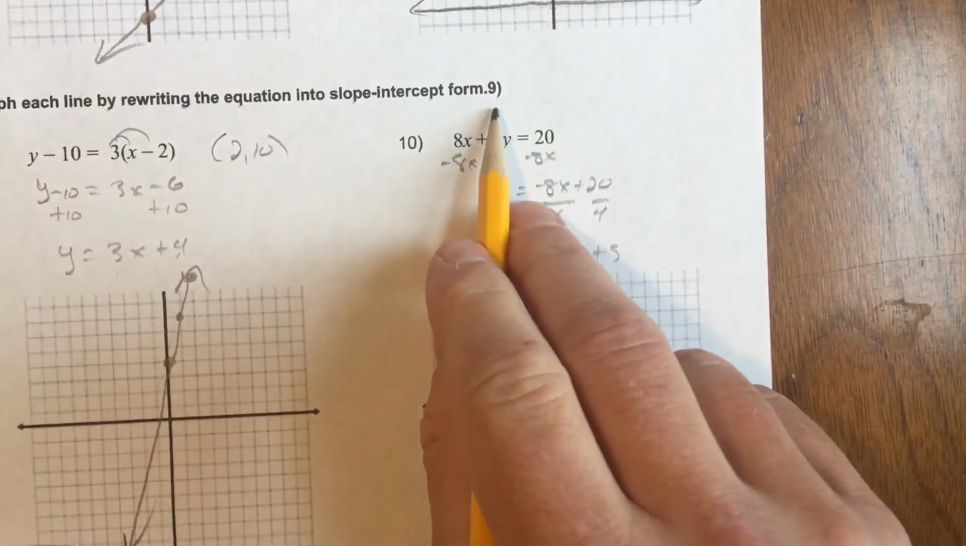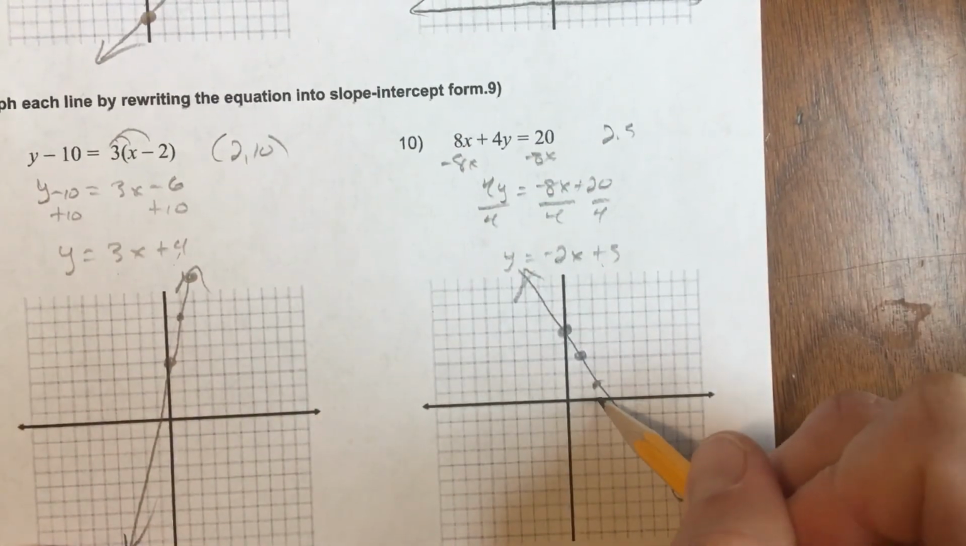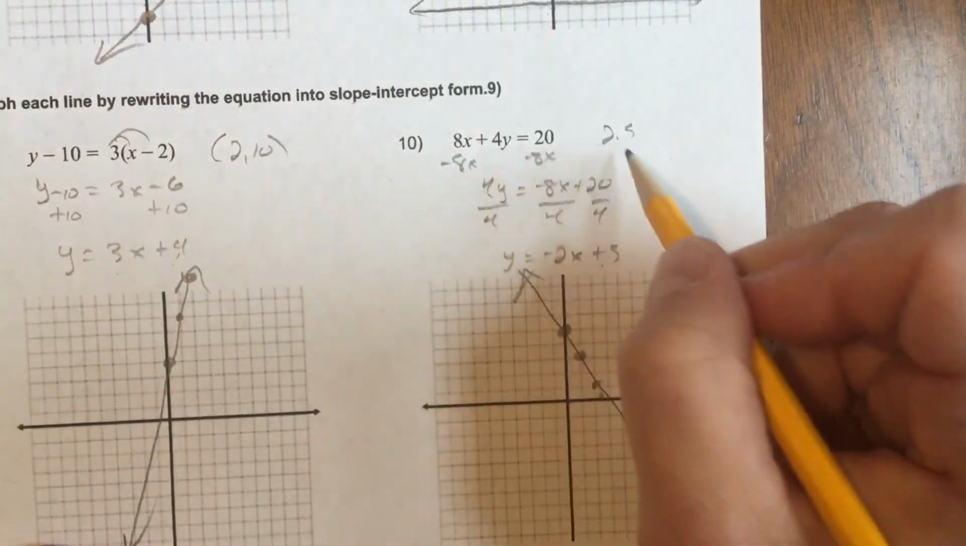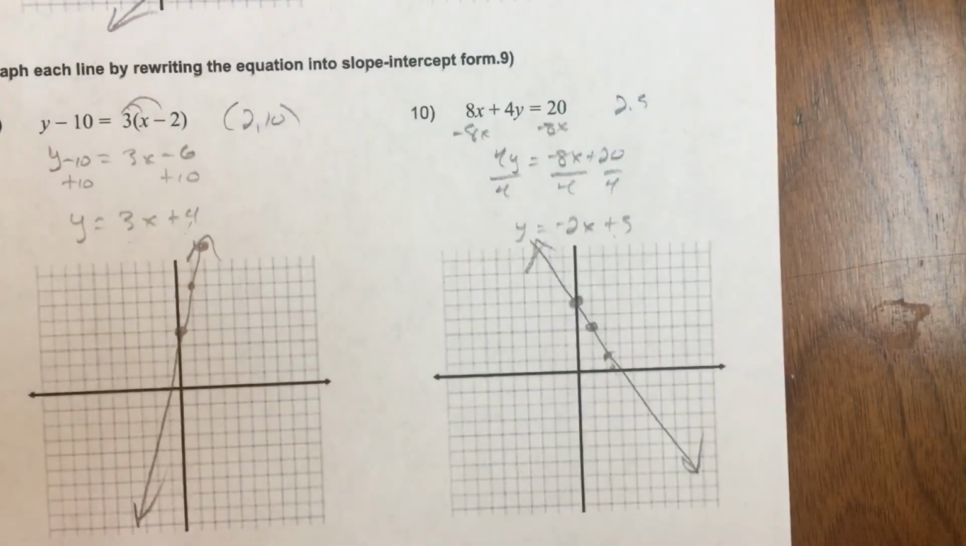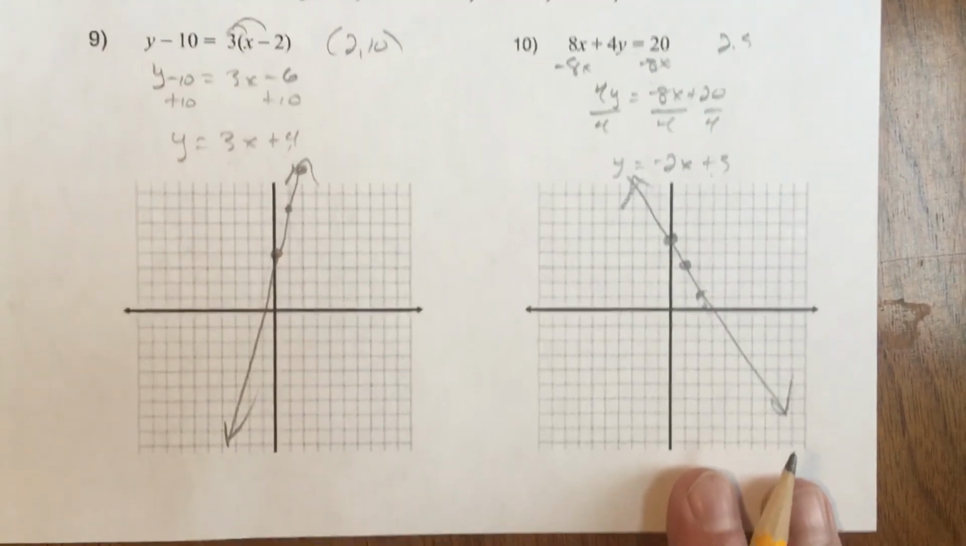If I had found the x-intercept for this, it would have been 2.5, right about in there. That's about what would have happened. And the y-intercept was 5, which is exactly where we were. So it's just another way of doing it. We want to make sure that you feel comfortable with both of those.